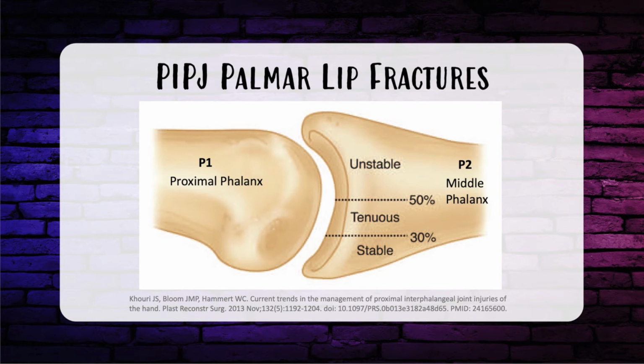Now that we covered isolated dislocations and touched on isolated fractures, let's talk about the dreaded combo of fractures and dislocations of the PIP joint. Sanam, want to kick it off? Yeah, absolutely. So for fracture dislocations, the treatment depends on the extent of the fracture. This refers to the 30-50 rule. And the PIPJ stability is dependent on the amount of intact joint surface.